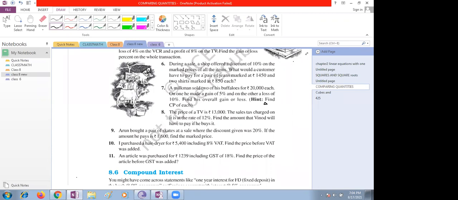Yes, see children, here the man sold 2 articles at rupees 2970 each, gaining 10% on one, losing 10% on the other. Find his gain or loss percent on the whole transaction. This is a very similar question, children.